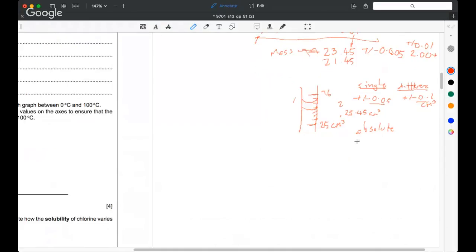Sometimes you'll want to use a percentage uncertainty. Sometimes you'll use the absolute uncertainty, sometimes you use the percentage uncertainty. And the percentage uncertainty is this number here divided by the measurement that you've got, like the volume or the mass.